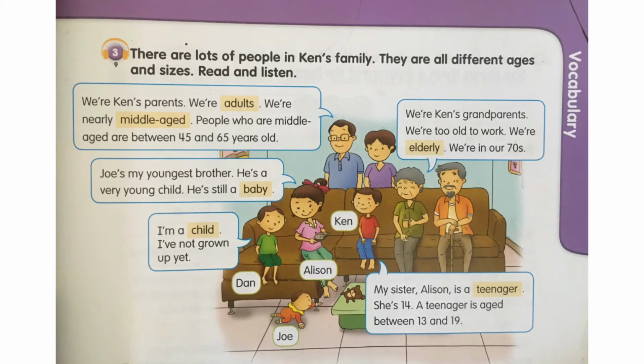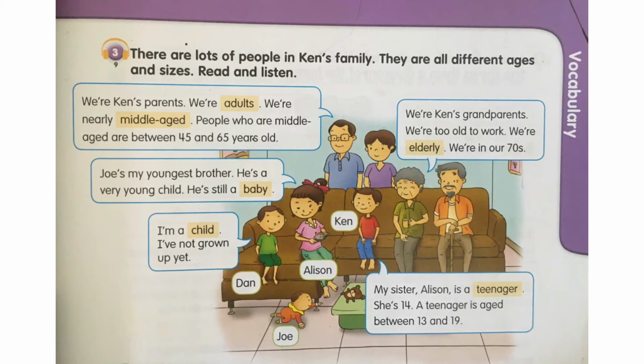Joe's my youngest brother. He's a very young child. He's still a baby. I'm a child. I've not grown up yet. My sister, Alison, is a teenager. She's 14. A teenager is aged between 13 and 19.